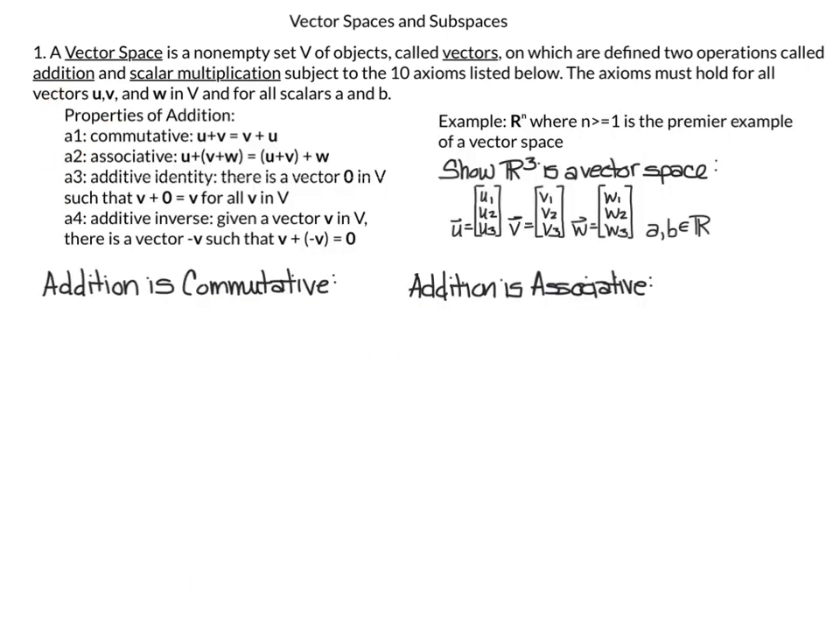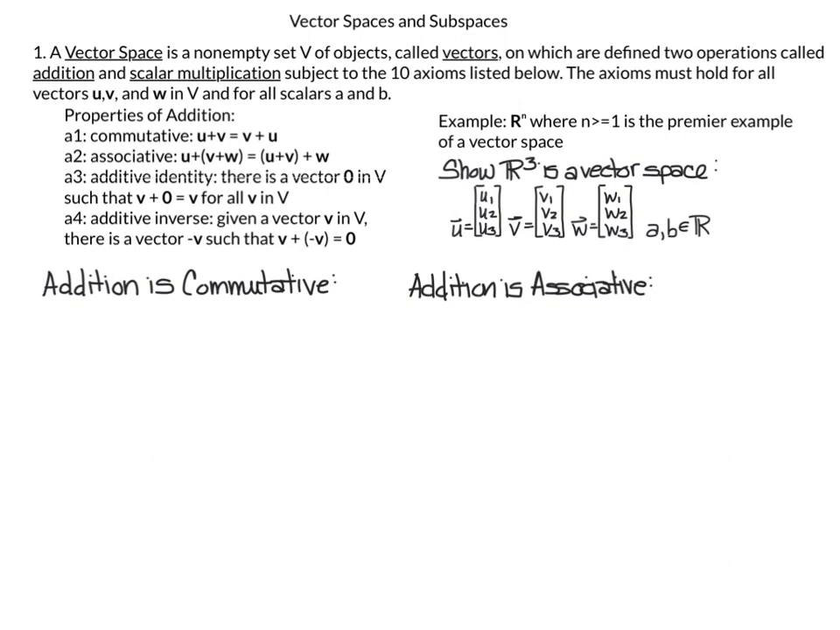I've cleared out the closure properties and the other scalar multiplication properties, just so we can focus on the properties of addition and have a little more room. So I have my properties of addition, the fact that we're working in R3, my three representative vectors u, v, and w, and my two real numbers. I'm going to start with these first two properties: addition is commutative, and addition is associative.